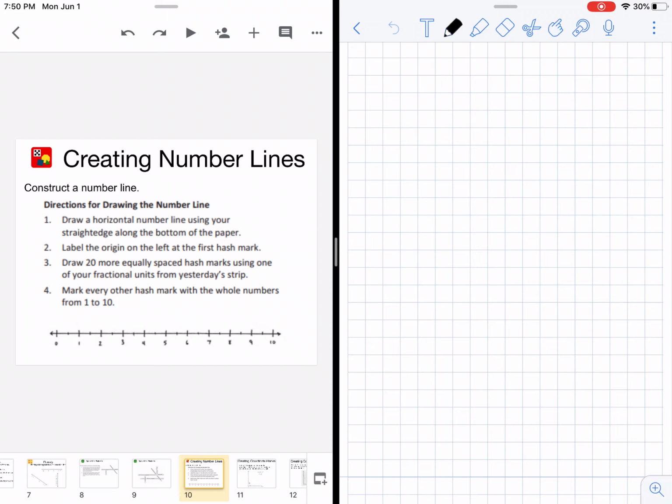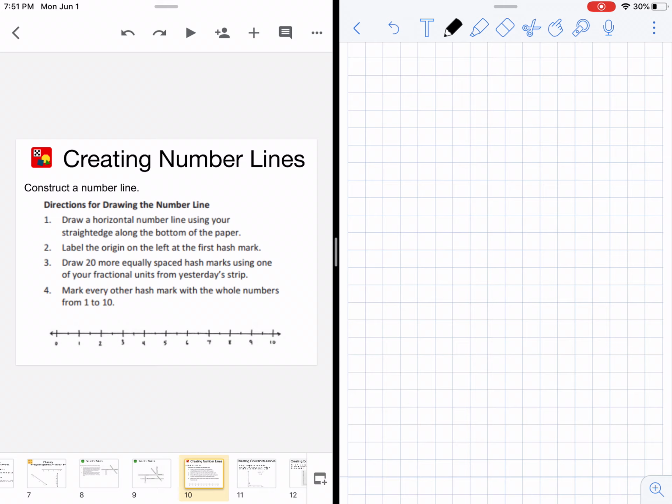The x-axis is the horizontal axis, and the y-axis is the vertical axis, okay? So x is horizontal, y is vertical. But before we do that, we're going to draw this number line.